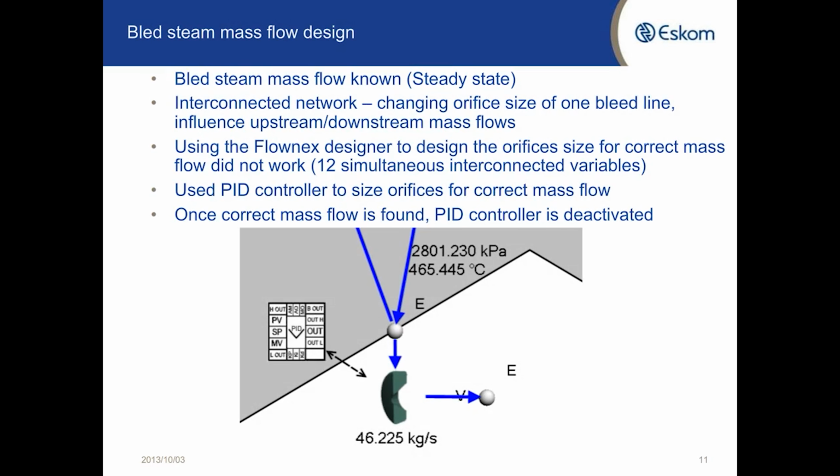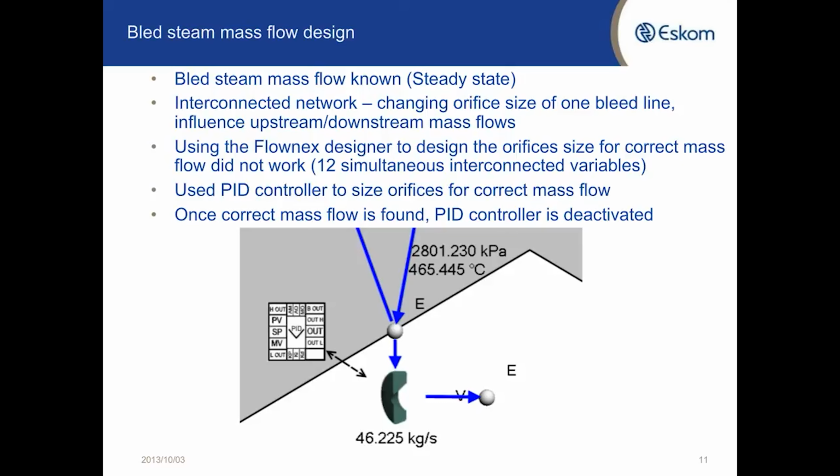Okay, to model the bleed steam, I had the set mass flow for steady state for this model, so I wanted to size the orifice so that I can get that set mass flow from the turbine. Because this is an interconnected network, changing an orifice size on one of the bleed steam lines influences the upstream and the downstream mass flow. So when I get the first one right, say HP6 and HP5, and I go to the deaerator tank, then when I get that one right, the HP6 and HP5 is wrong again.